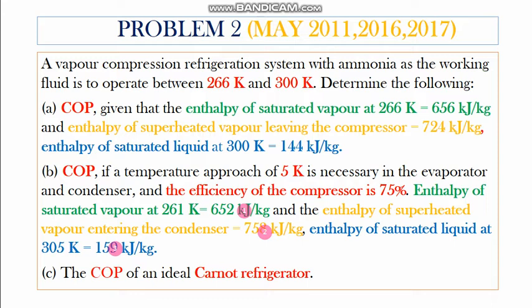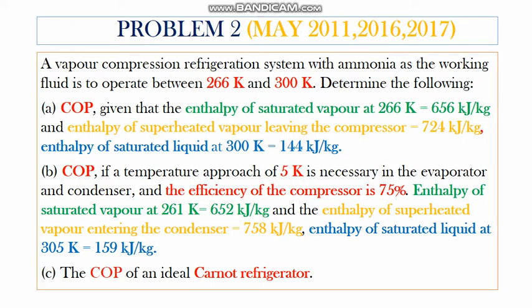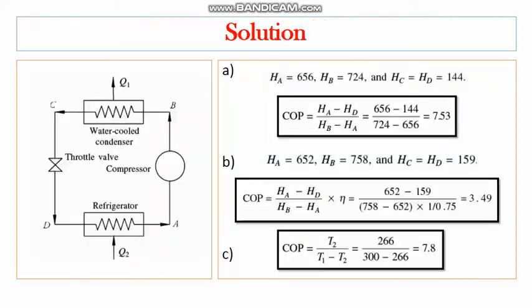Here the efficiency is decreased to 75% due to the increase in the temperature. So that is to be remembered. If the efficiency is not given, it is assumed to be 100% efficient. So in this question, HA is given, HB is given, HC is also given, and HC is equal to HD, which is equal to 159. Okay, so we know the formula for COP, and the efficiency is given as 75%. Now I want to find the COP. Just substitute everything in this formula and you'll get the COP for the second question.